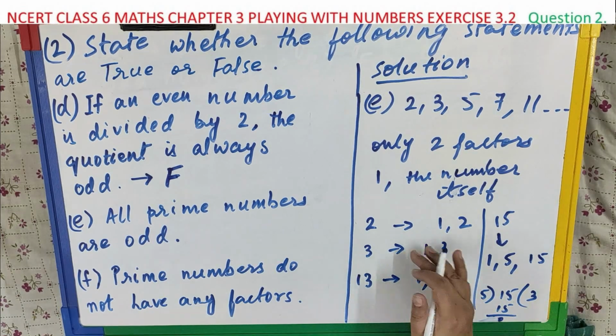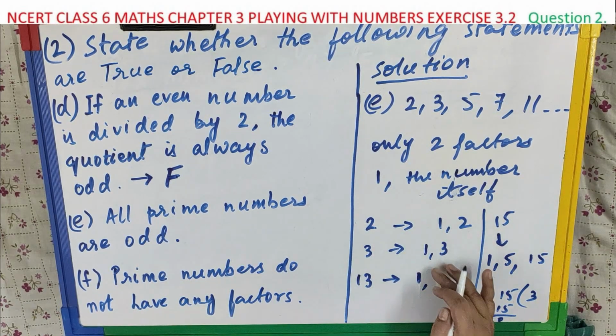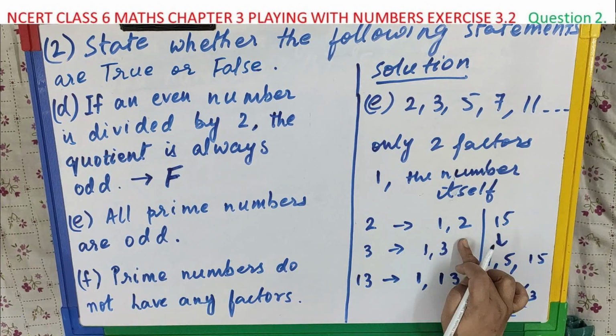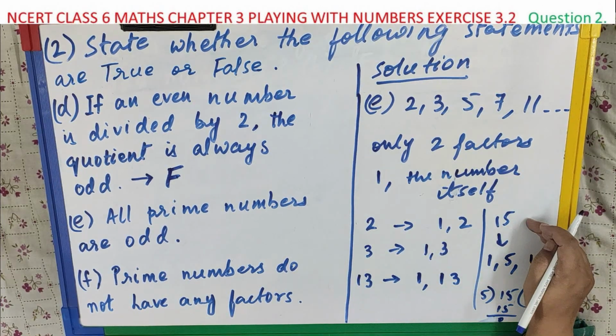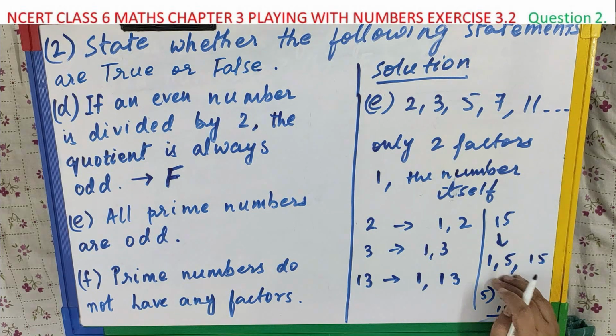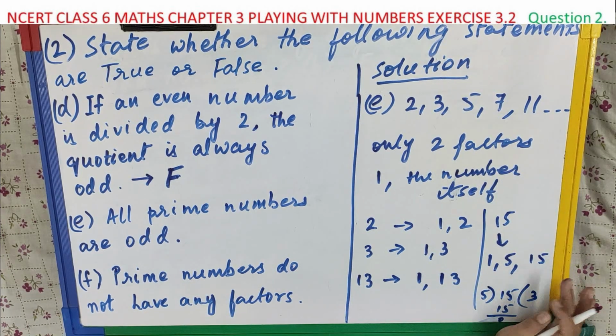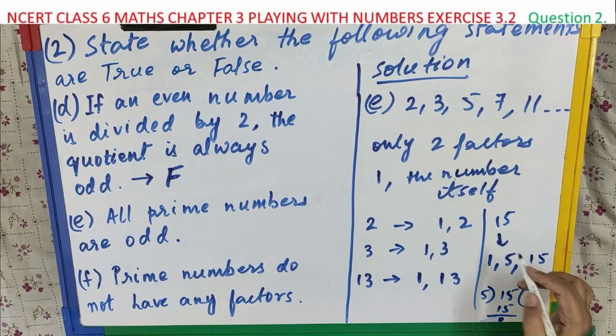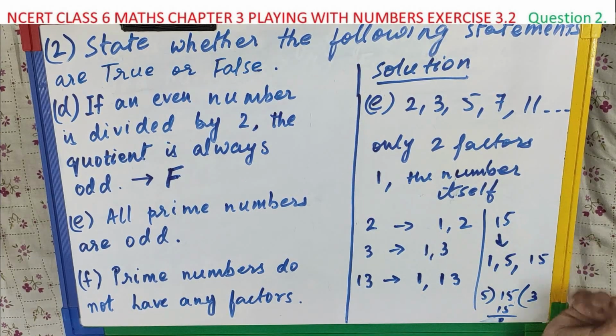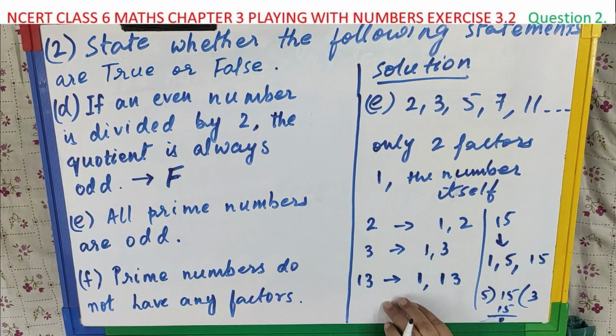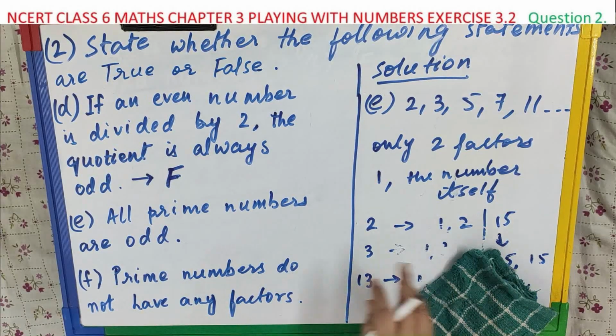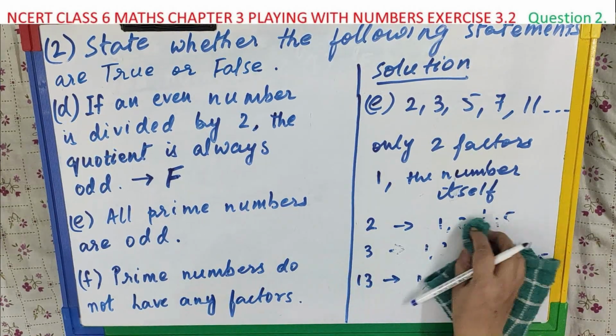So the numbers which have only 2 factors, which means the number is only divisible by 2 numbers, 1 and the number itself, are known as prime numbers. The numbers which are divisible by more than 2 numbers are not prime numbers; those are known as composite numbers. So what we have learned is that prime numbers have only 2 factors, the number itself and 1. So what is that statement? That statement is: all prime numbers are odd.